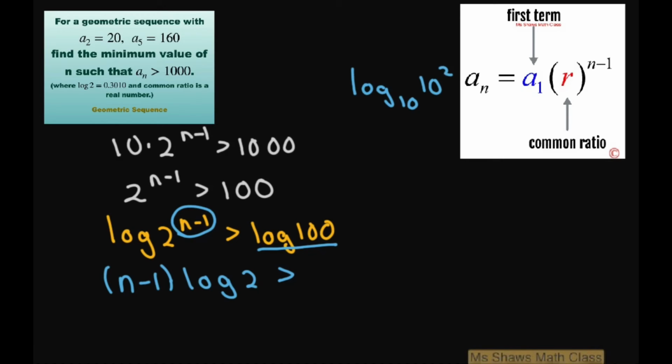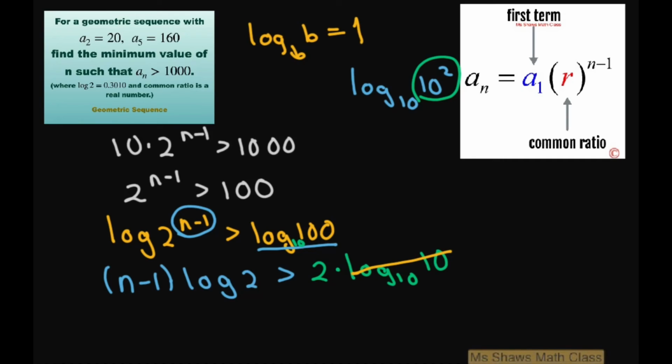Now this right here can be written as log base 10 of 10 squared, because if it doesn't have a base, that means it's base 10. So 100 is 10 squared. So this is 2 times log base 10 of 10. Now log base 10 of 10 is just 1, since log base b of b equals 1. So basically we have n minus 1 times log of 2 is greater than 2.